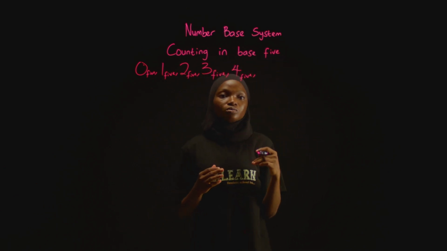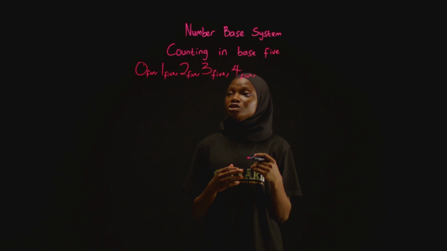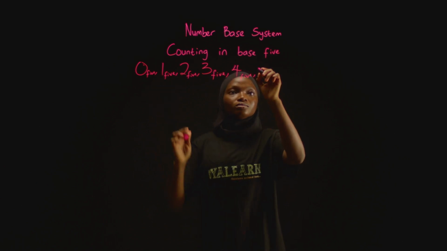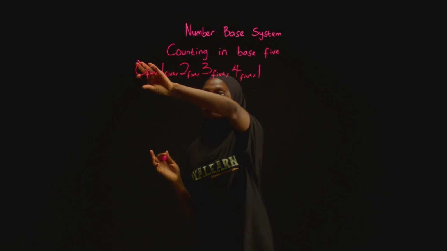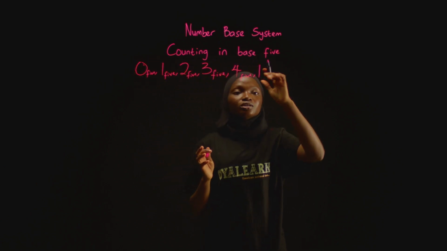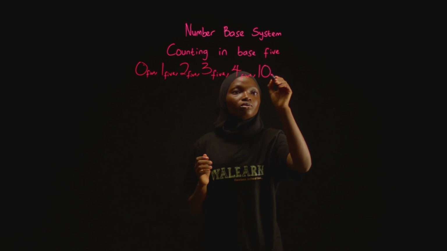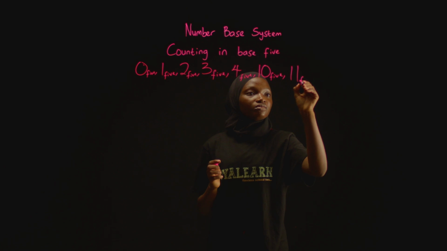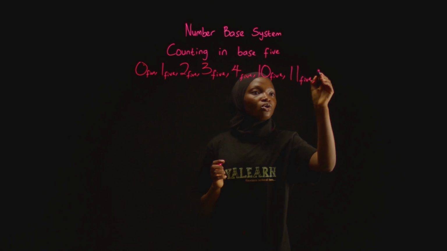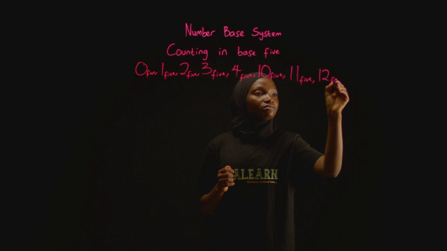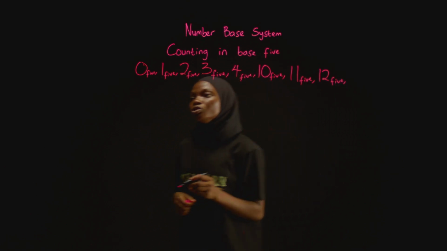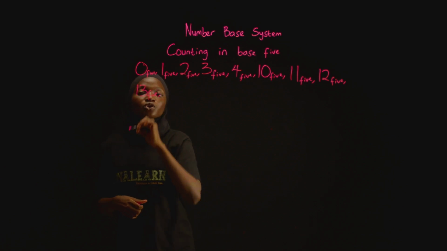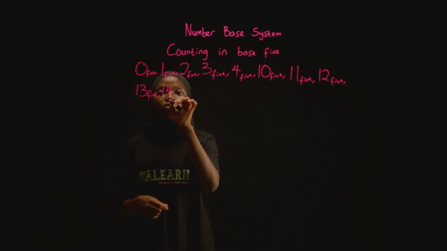So move on to 2-digit numbers. And where do we start from for 2-digit numbers? We pick the first highest after 0, which is 1. Then you combine it with all those digits again. So we have 1 0 base 5, 1 1 base 5, 1 2 base 5, 1 3 base 5, 1 4 base 5.